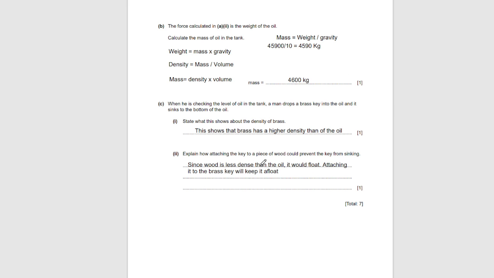Explain how attaching the key to a piece of wood would prevent the key from sinking. Since wood is less dense, or has a lower density than oil, it would float. And then if we attach the brass key, which obviously has a higher density, to the piece of wood, the wood will keep the key afloat. The brass key will float similar to the wood.